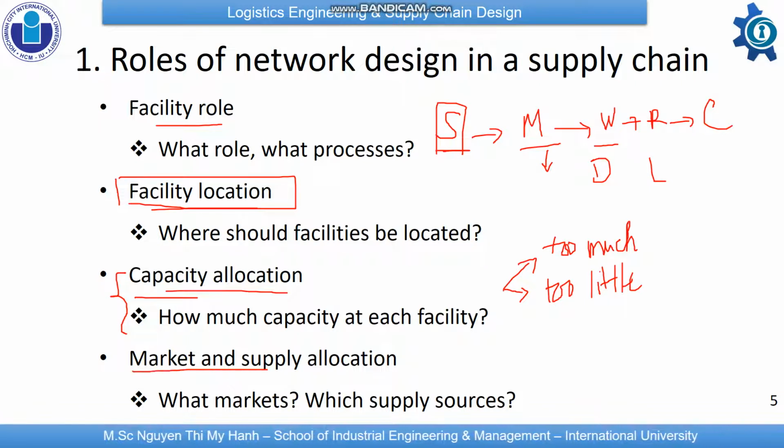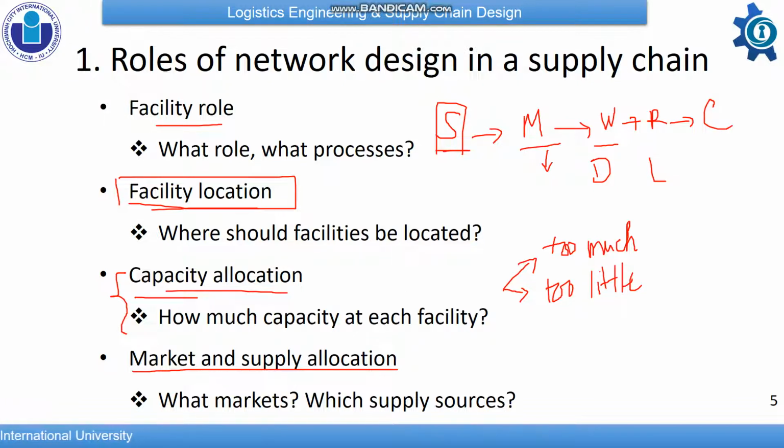How about market and supply allocation? Here, we have to determine what markets each facility should serve, and which supply sources should feed each facility. The allocation of supply sources and markets affects the total production, inventory, and transportation costs to satisfy customer demand.